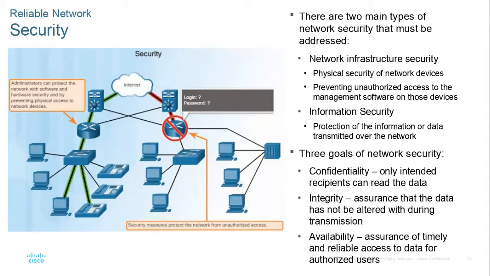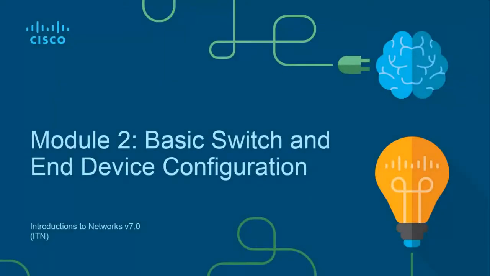Okay, hang loose. I'm going to stop this brief abbreviated module 1, and we're going to go to module 2 and get into the nuts and bolts of the iOS. Okay, basic switch and end device configuration. What is our switch? Our Cisco 2960 switch. End device is like a desktop PC, like a Windows PC.